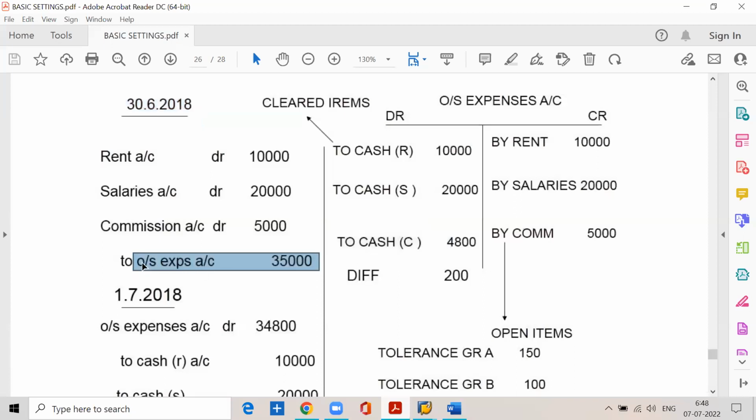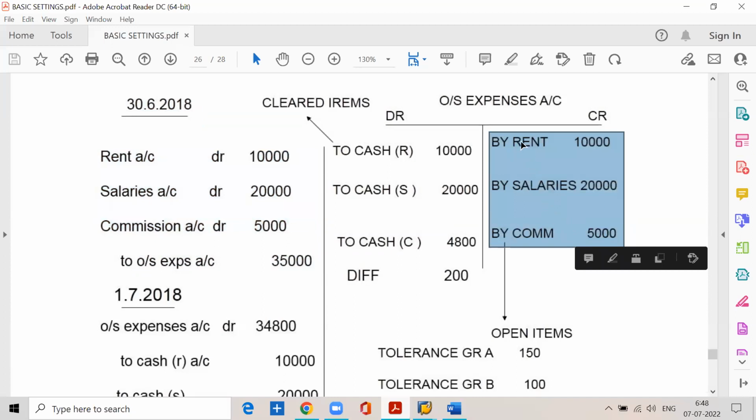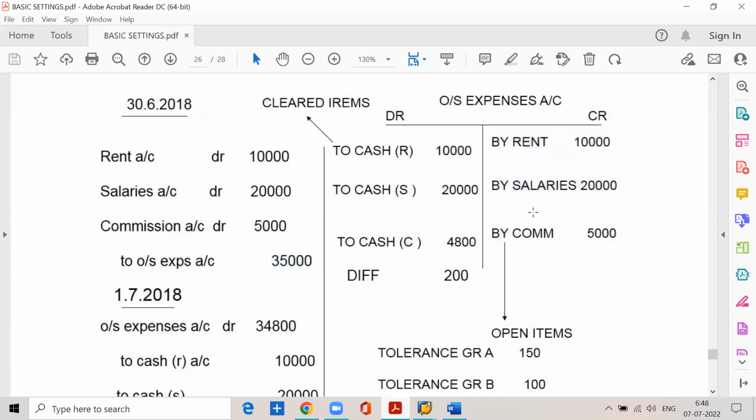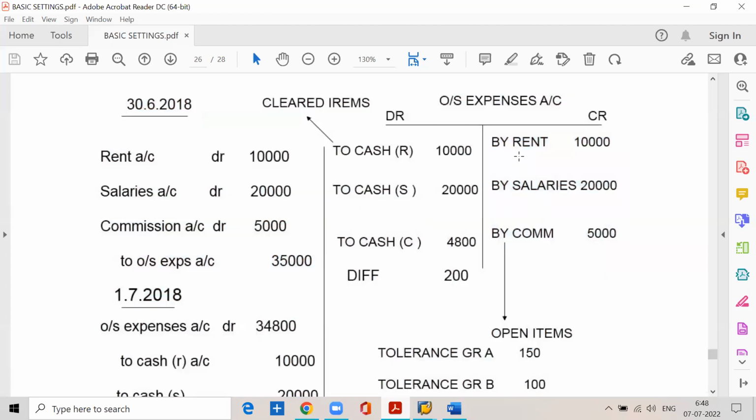Now, if you look at this outstanding expense account, these three line items are posted to the credit side of the outstanding expense account. Then these three line items are displayed in red color, meaning that they are open items. Open items means they are pending for payment. So rent, salaries, and commission, did you pay? No, they are pending for payment. So these three line items are displayed in red color.